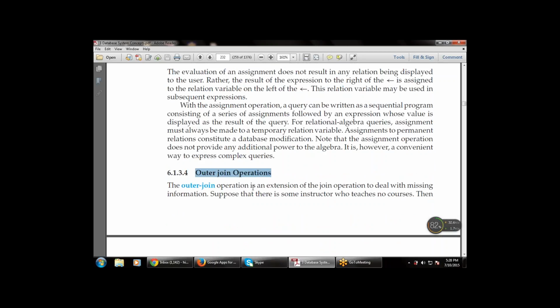Next is the outer join operation, which is an extension of the join operation, an advanced part of the join operation to deal with missing information. Whatever missing information is there is filled in by the outer join operation.